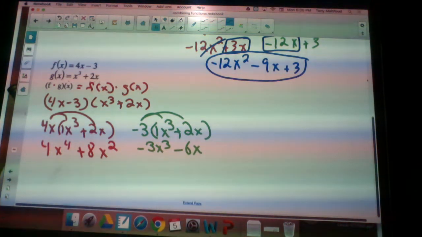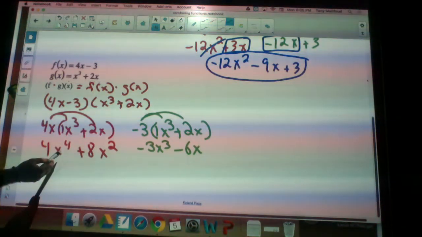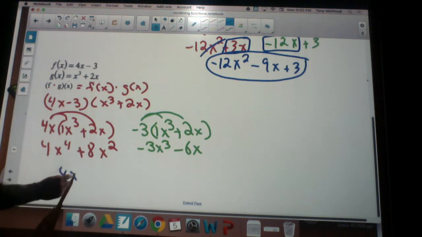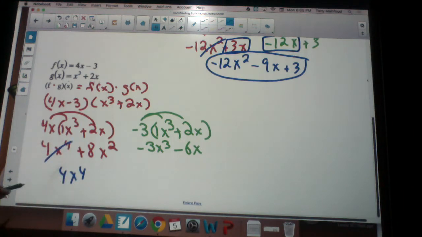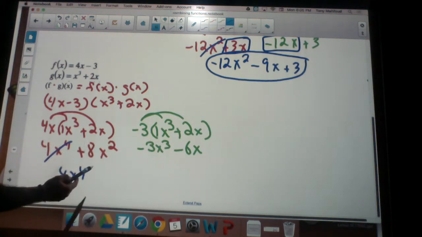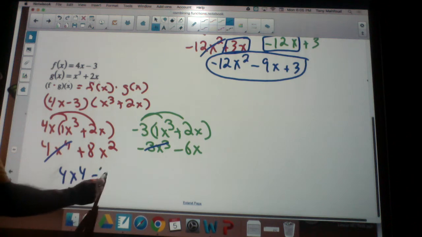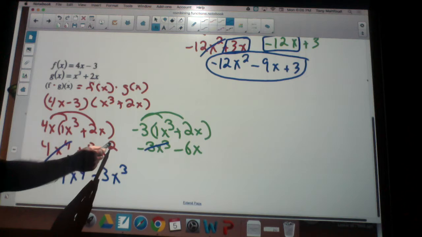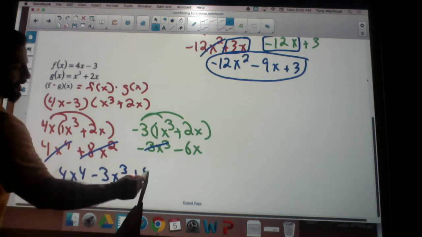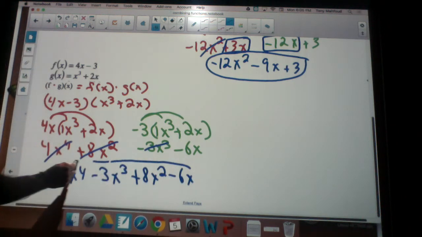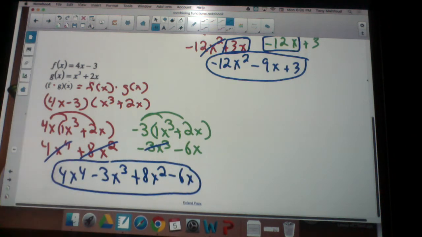Now lastly, I need to combine like terms. Well, if you notice there's 4x to the fourth, but no x to the fourth that's in here that I can combine it with, so it's going to get dropped down by itself. The next power that comes after the fourth is a third power. Well, that's a squared. Here's my third power. There is no other cubed here that's going to go along with it, so that's going to get dropped down as negative 3x cubed. Then the next power after the cubed is my squared. That's going to give me positive 8x squared. And then the last one, which would be negative 6x. And notice how they go from the highest power down to the lowest power.